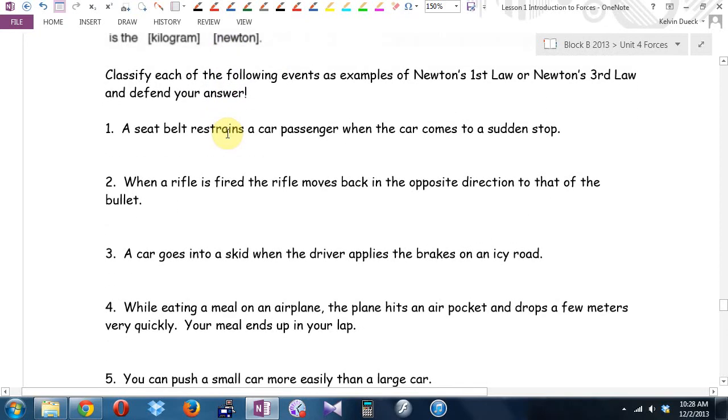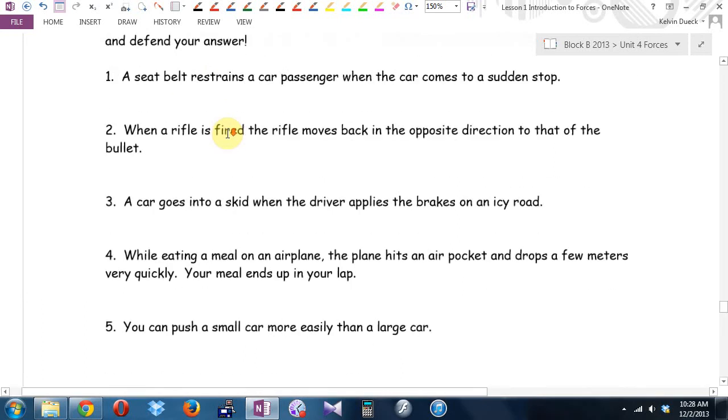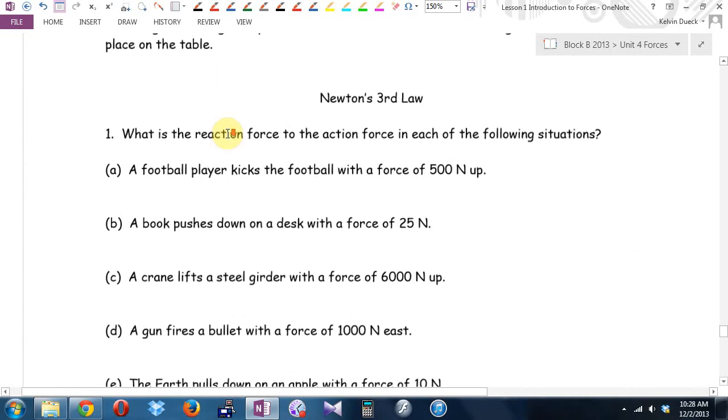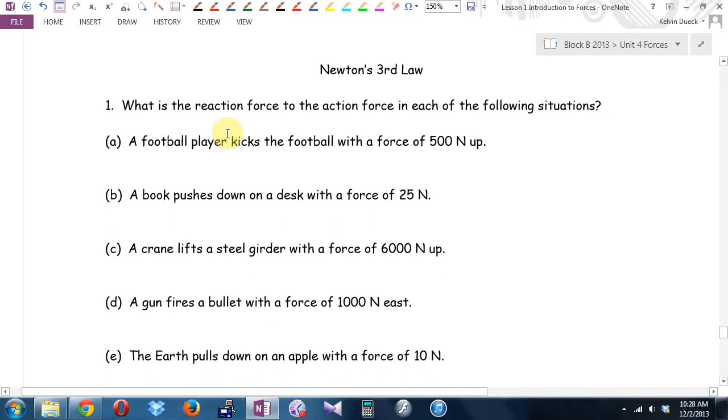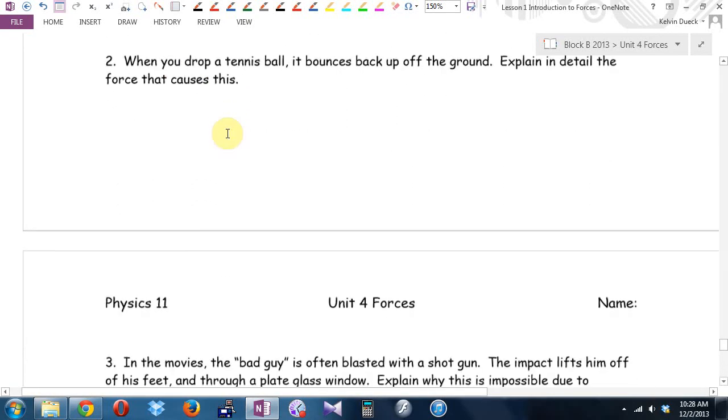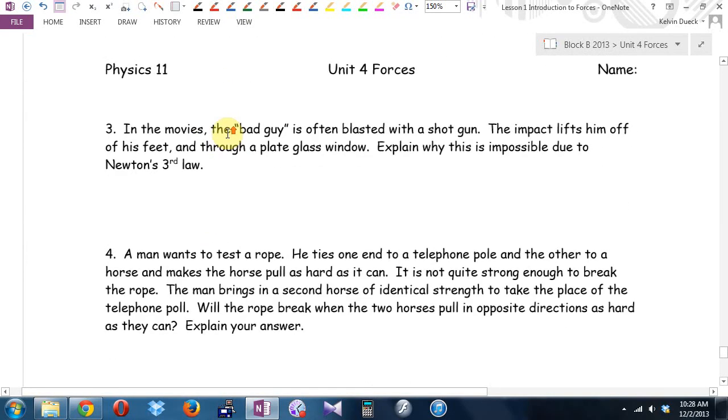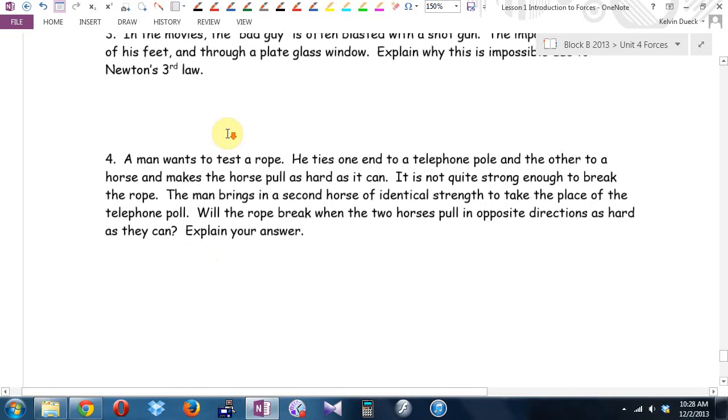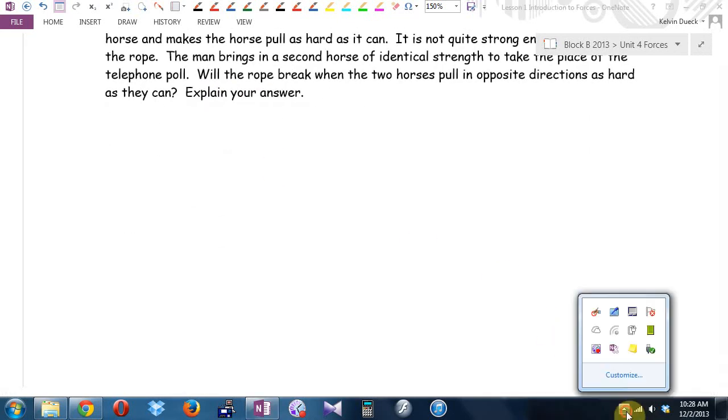Classify each of the following events as examples of Newton's first law or Newton's third law and defend your answer. And for Newton's third law, what's the reaction force to the action force? What's the pair to each of the following situations? See if you can figure out some of this stuff here. All right? I'm going to press pause on the lesson.